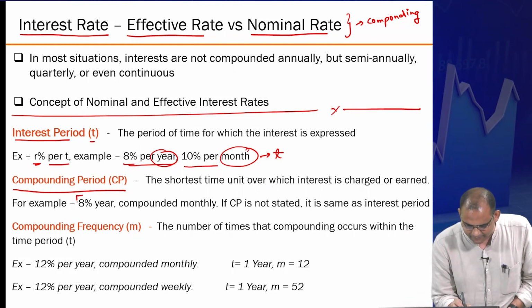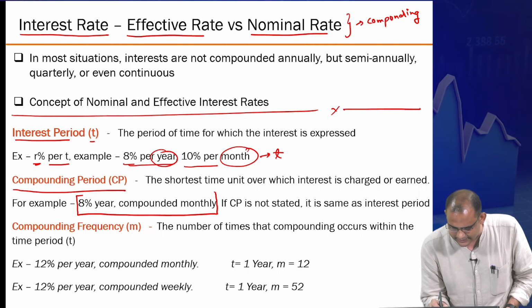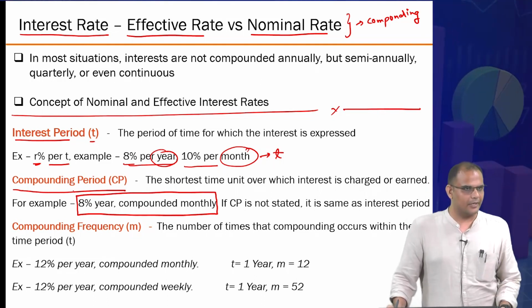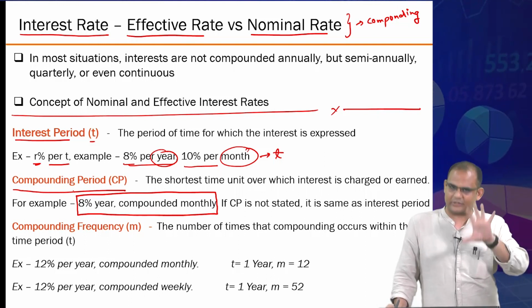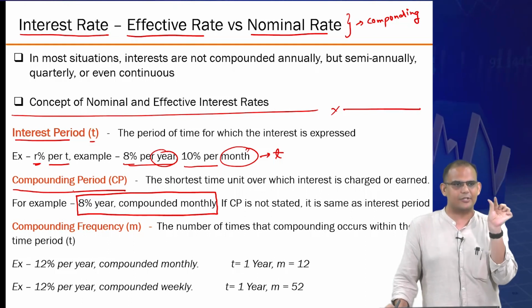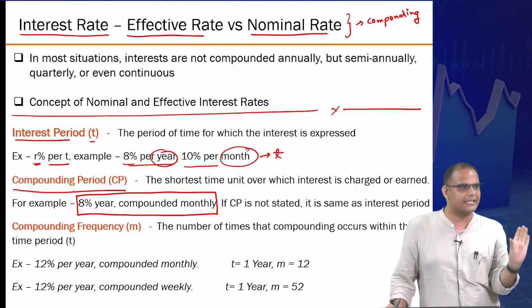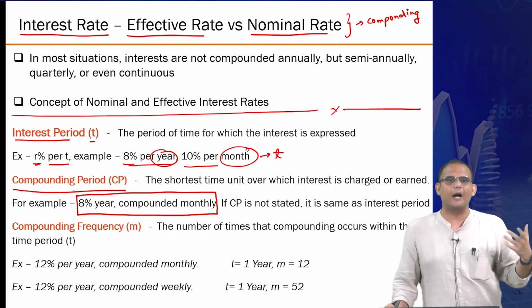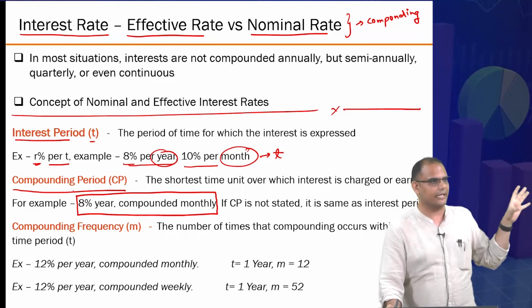So for example, if I make a statement that my rate is 8% per year compounded monthly. Here I am giving you a rate on a yearly basis, but I am also giving you information that this is not actually compounded on a yearly basis. This is compounded on a monthly basis. This is where things become tricky. How do you handle these kinds of rates in the real world?